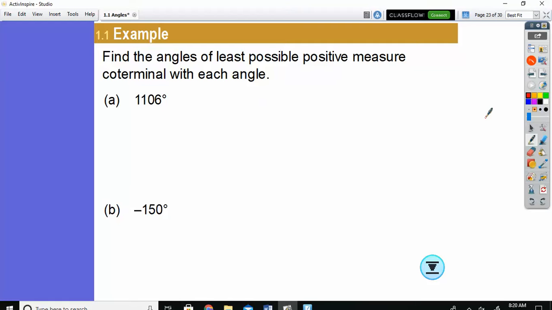This is a skill that we'll use anytime I give you a really big or a really small angle. So if we wanted to graph it, intuitively when I look at 1,106, I don't have a clue where that goes. But if I wanted to make it something more reasonable, what would I do? Subtract 360. Okay, so if I just subtract my 360 from that, what do we get?